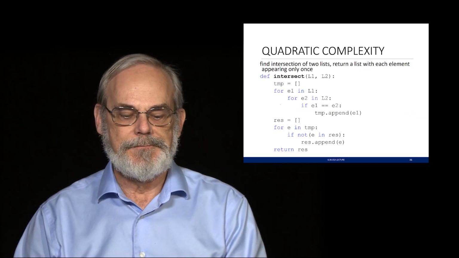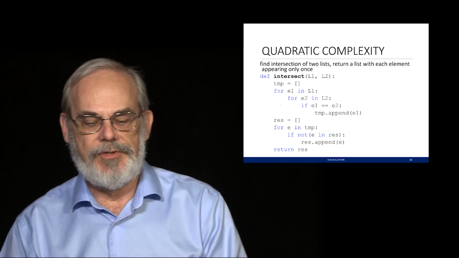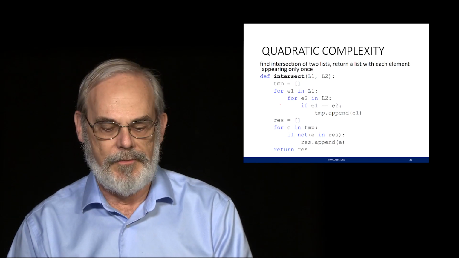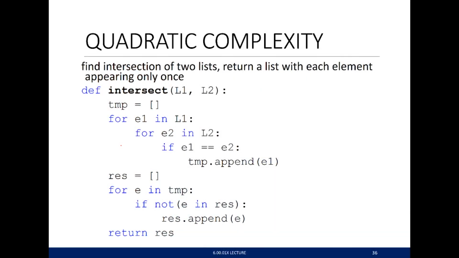Here's another example. I want to find the intersection of two lists, and then I want to return a list where each element appears only once. So L1 is a list of things, could be numbers, could be something else. L2 is similarly a list, and I'm going to first start by trying to find a list that has those that appear in both lists. And then because there might be some duplication, I'm going to clean it up and only return a list where the elements appear exactly once.